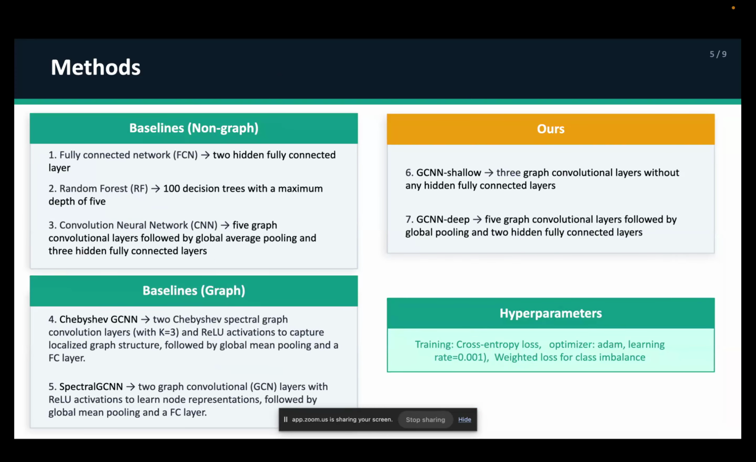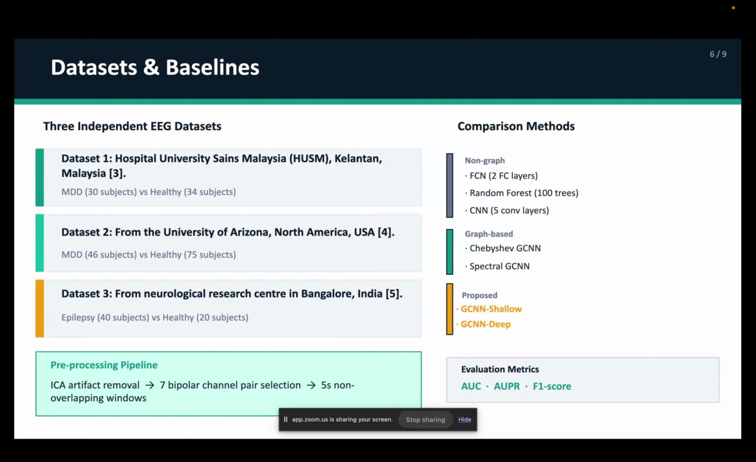So we performed our framework for downstream classification tasks and evaluated it over several baseline methods across 3 independent EEG datasets. Dataset 1 involves MDD, that is major depressive disorder, having 30 subjects of MDD versus 34 healthy controls. Dataset 2 is from Arizona, North America. This is also an MDD dataset, involving 46 subjects of MDD and 75 healthy controls. The third is an epilepsy dataset from a Neurological Research Center in Bangalore, India, with 40 epilepsy patients and 20 healthy controls.